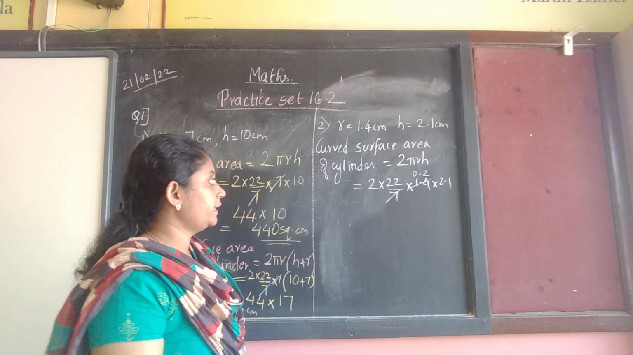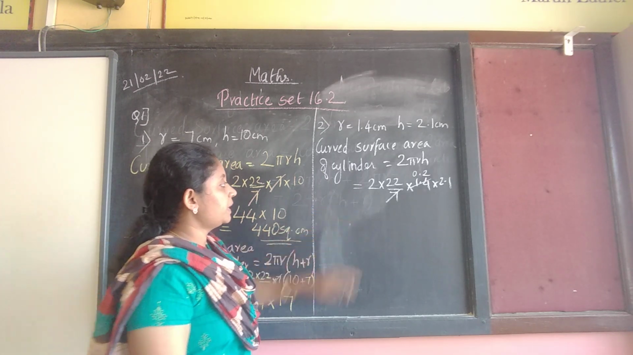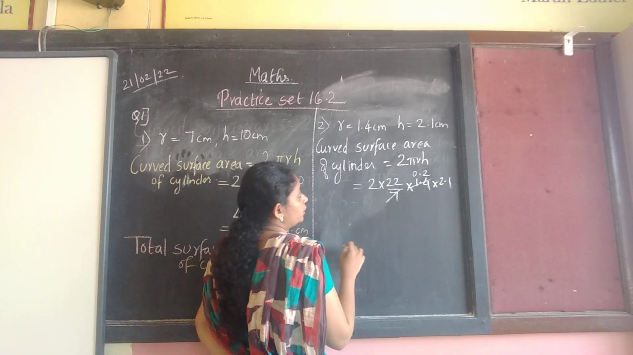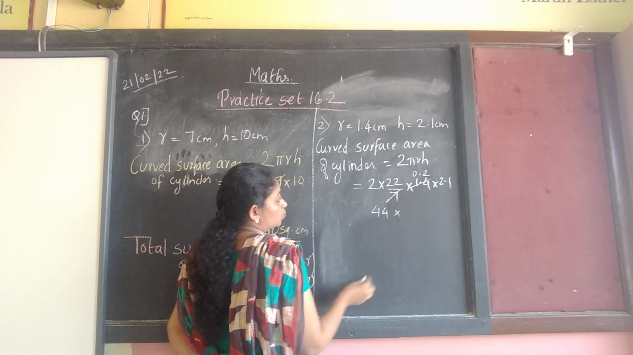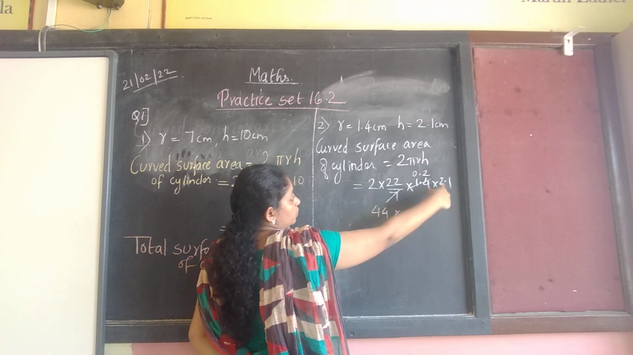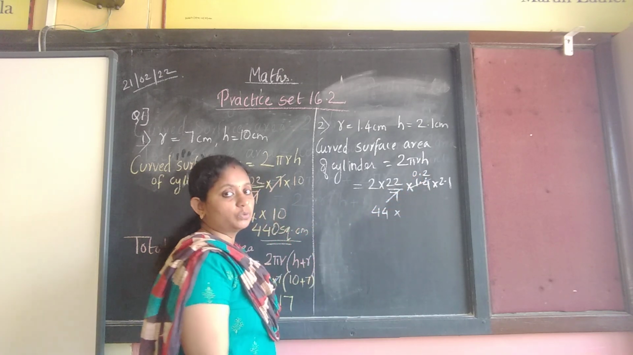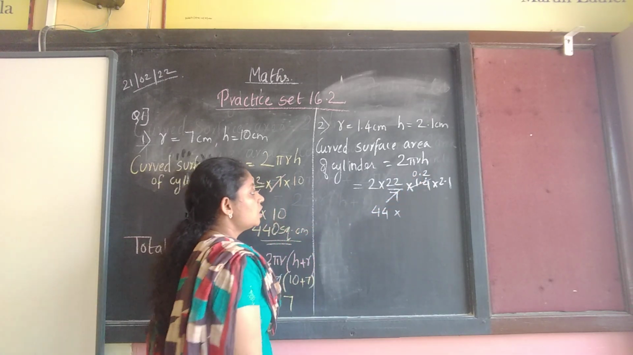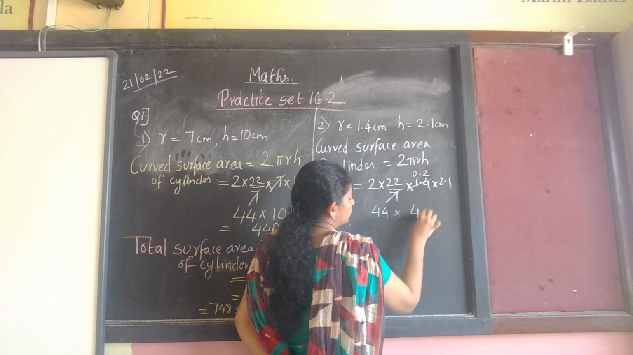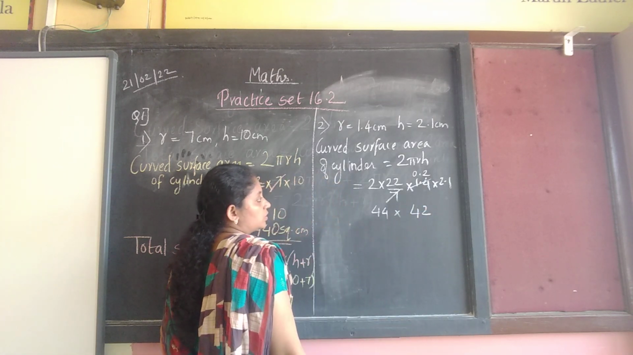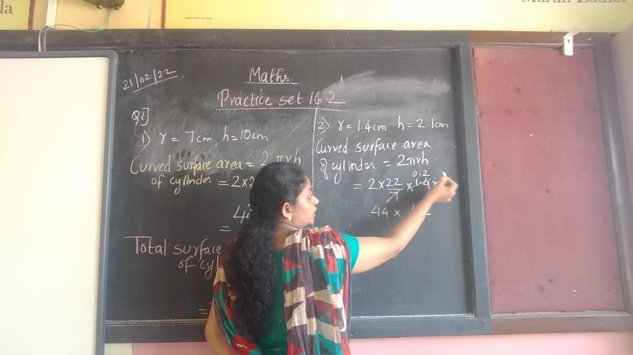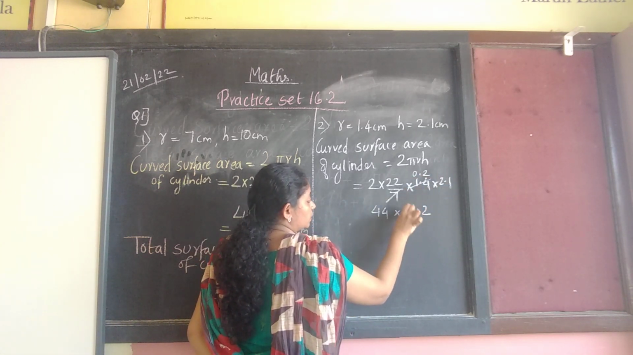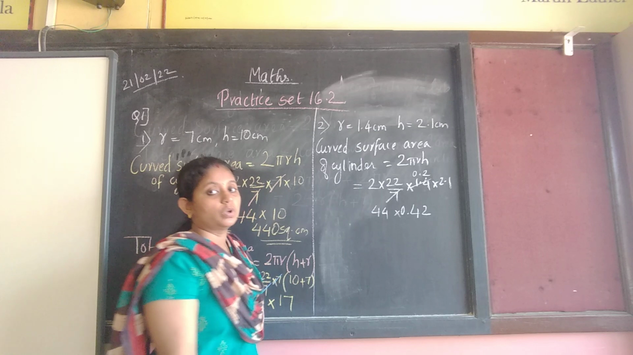0. So 0.2. Now multiply 22 into 2, 44 into 2.1 into 0.2. Consider 21 2s are 42. Correct? And decimal point before how many numbers? Here one number, here one number. Total 2 numbers. So it will be 0.42.